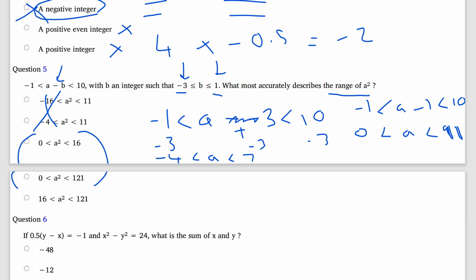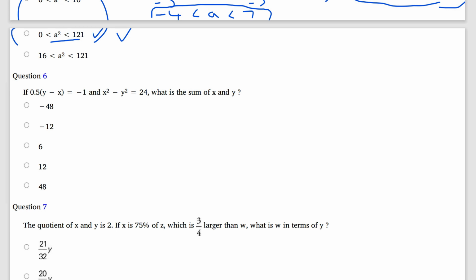And what is the biggest thing that a can be? Using our two solutions, we've got our first solution here: a could be between -4 and 7. And our second solution here, a could be between 0 and 11. Well, at its biggest, a could be just under 11, meaning that a squared would be just under 121. So I would pick answer D here. And notice I got that by subbing in the extremes of -3 and 1. I didn't bother subbing in -2 or 0 or anything like that, just the extremes to get the extreme values for a. So I would pick answer D.